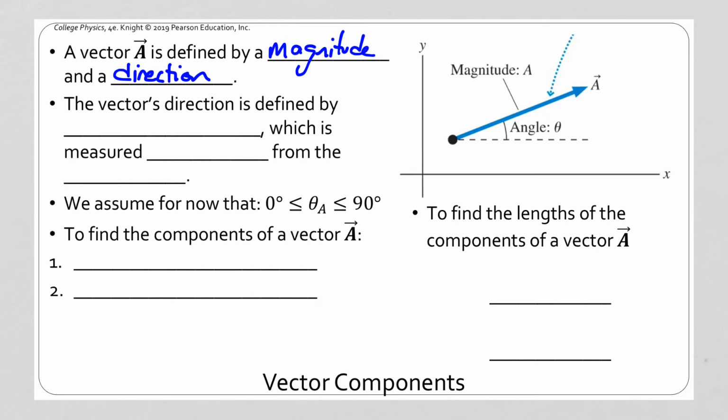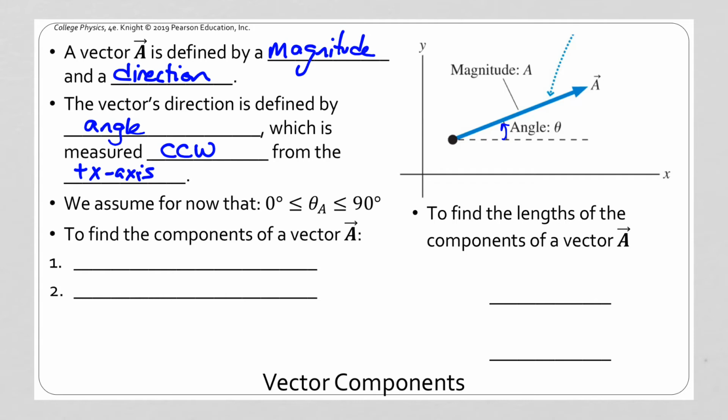The direction is defined by an angle, and that angle is measured counterclockwise from the positive x-axis. So, for example, for this vector that you see in the picture, we would measure from horizontally to the right, we would measure counterclockwise, and that would give our angle theta. For right now, we're going to assume that theta is between 0 and 90, that this vector is pointing up and to the right. We'll generalize that in the next slide.